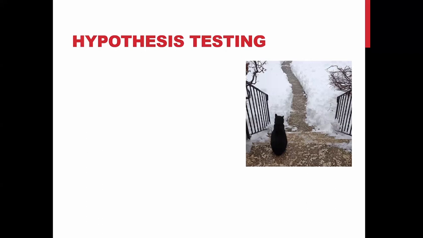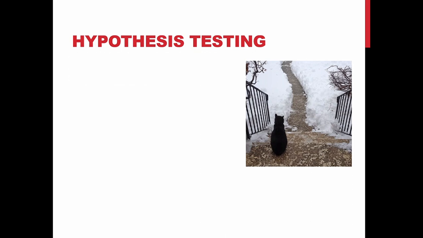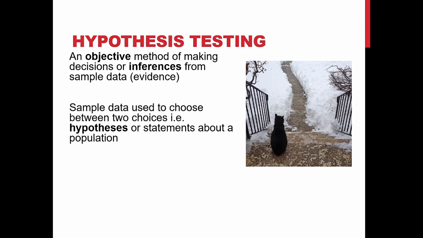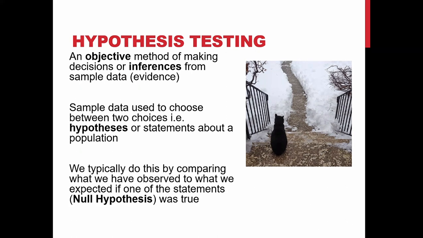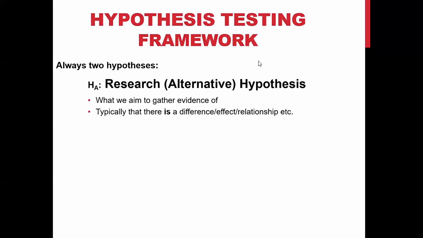So look at the picture. In the picture, the cat is faced with a decision, whether to go into the snow or not, since it looks cold and wet. So it has two hypotheses. Null is that it won't get its paws wet and be cold, while the alternative hypothesis is that it will get its paws wet and will be cold.